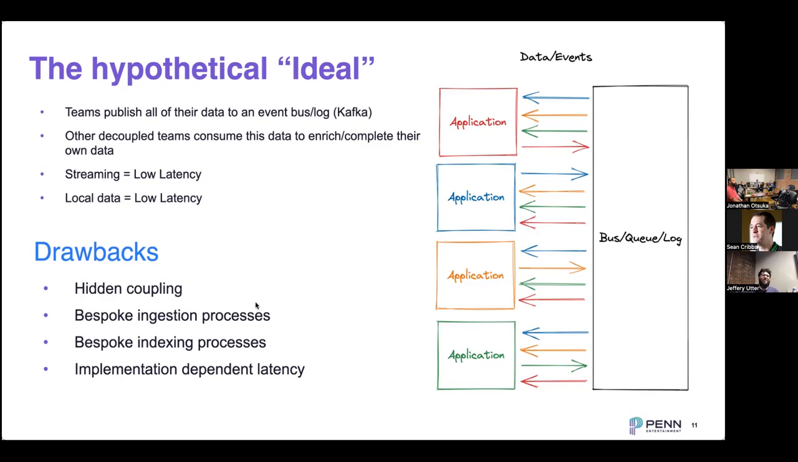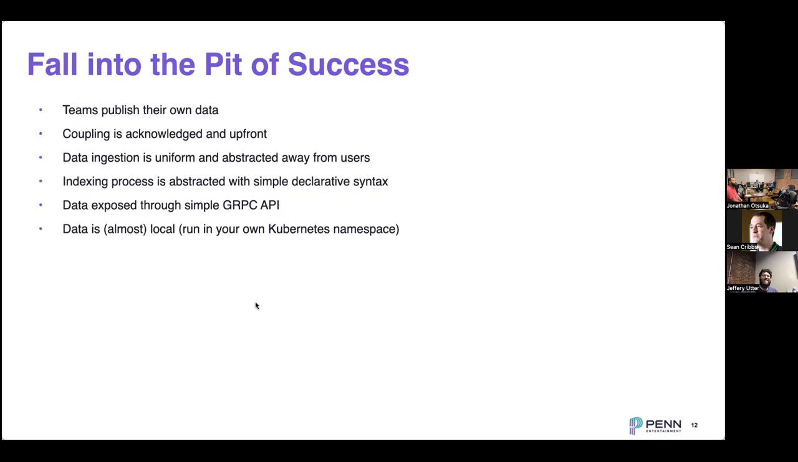So here's our problem. We want to solve this. We want a system where we can help developers fall into the pit of success, right? Teams still publish their own data. We know there's coupling. We acknowledge it up front using Kafka schema registry. There's protobuf, and there's a library called buf, which is like a linter, and it can make sure that when I'm changing my protobuf, it's not going to break. It's not going to be a backwards incompatible change.